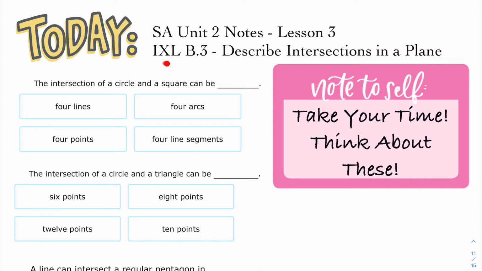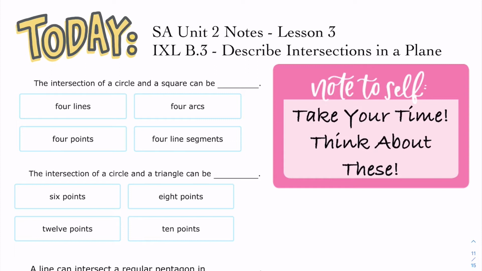We're working on IXL B3 for this one, which is describe the intersection in a plane. So all of these happen in a plane, so these are coplanar, and we're going to take each one of these and take a look and see what it could be. There's only one answer here that makes sense. The rest don't make sense, so let's take each one by one.